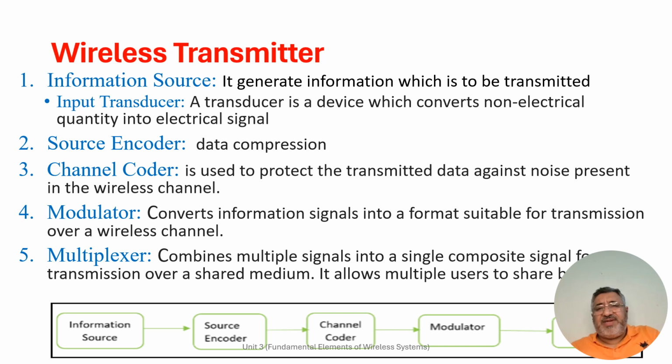In wireless transmitter, multiplexer is another key component that combines multiple signals or data streams into a single composite signal for transmission over a shared medium. It allows multiple users or resources to share the available bandwidth efficiently. There are a few types of multiplexing commonly used in wireless communication: time division multiplexing, frequency division multiplexing, code division multiplexing, and space division multiplexing are a few examples.